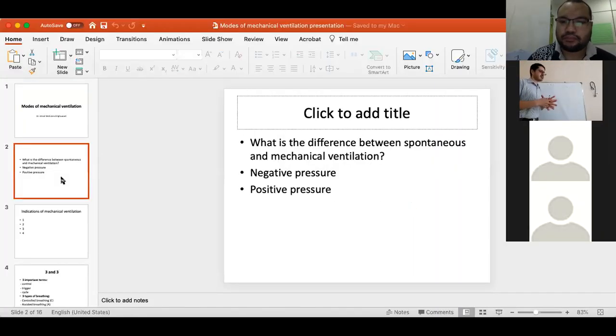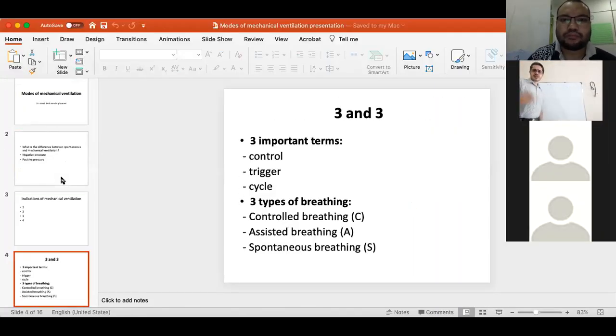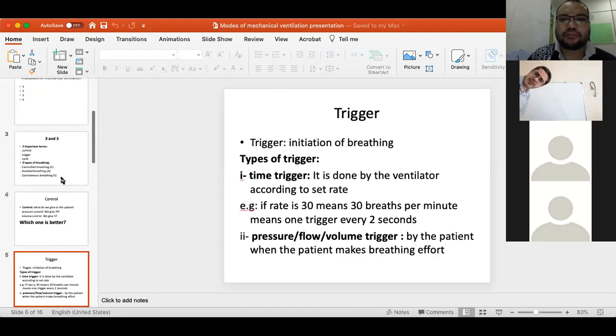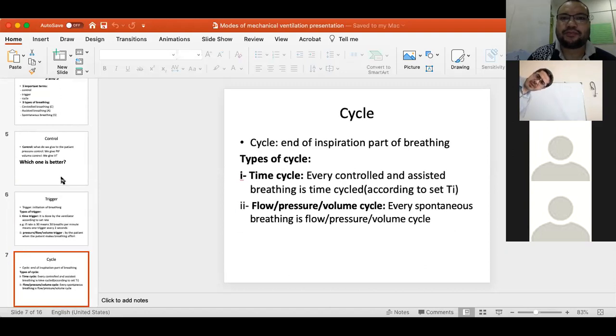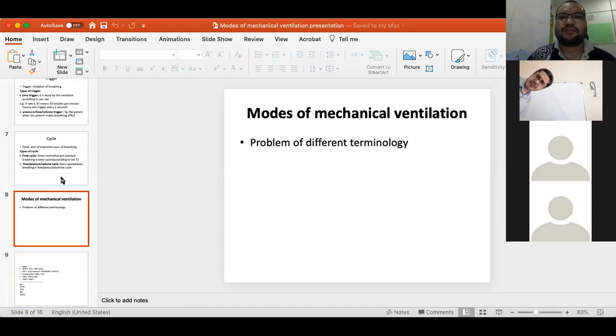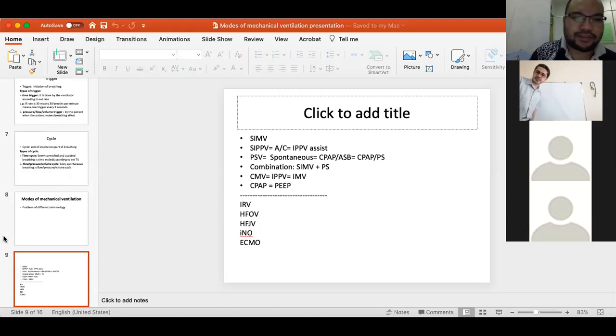Yeah, we can see the slides here. Yeah, so this is the list of the modes, the common modes.